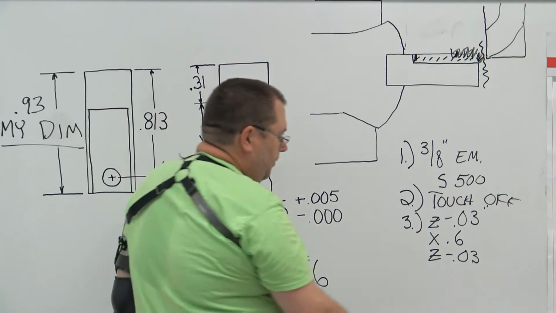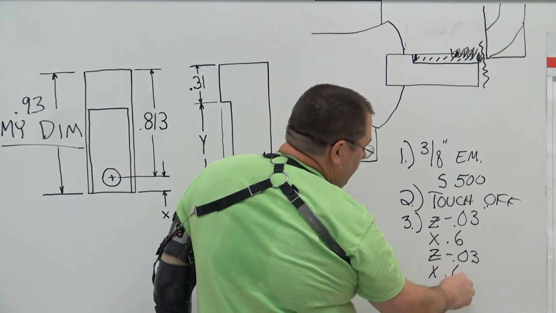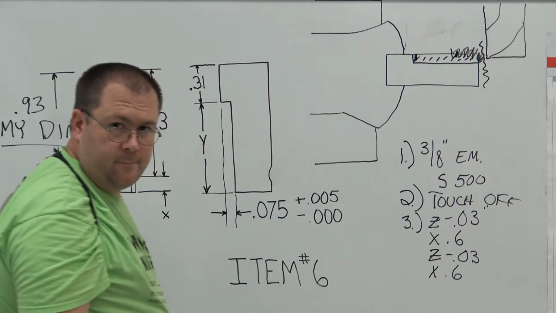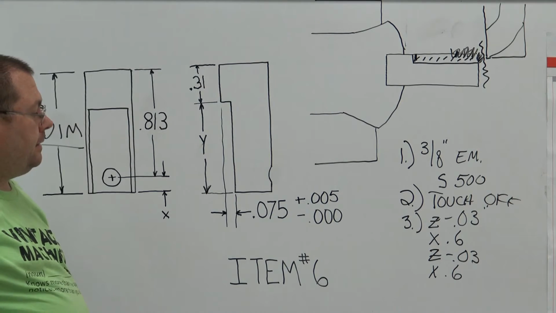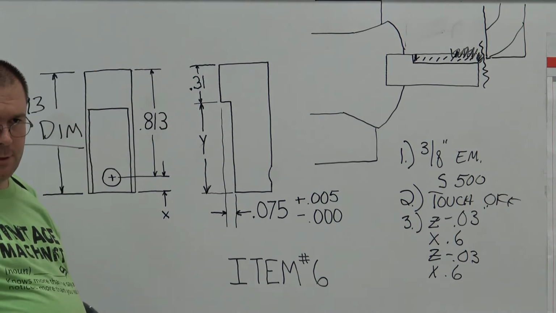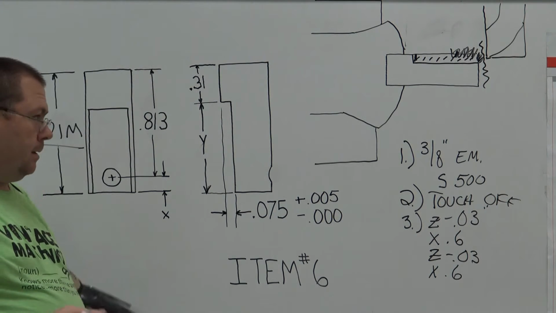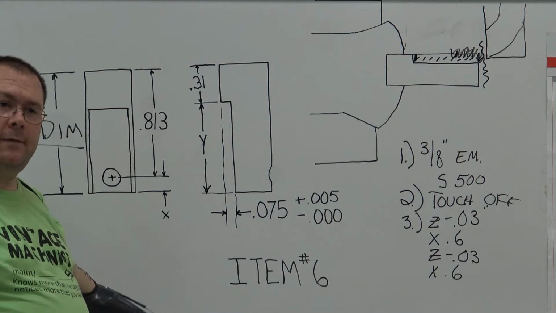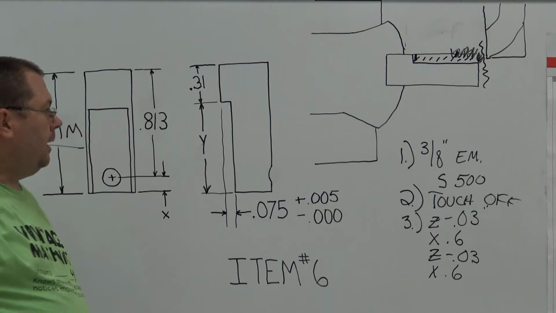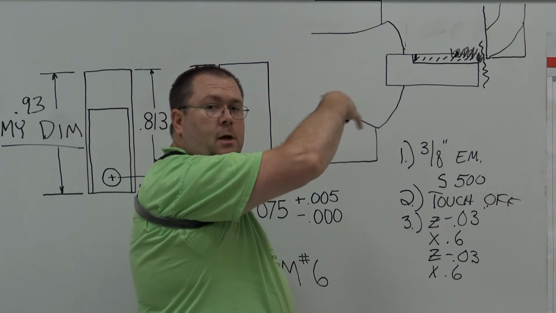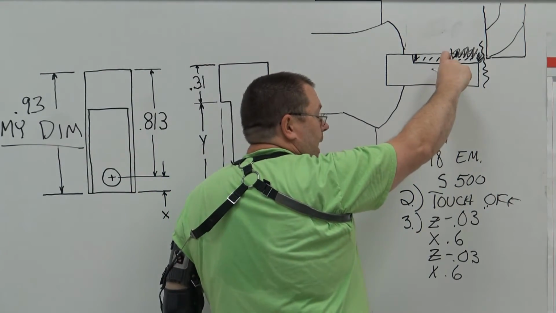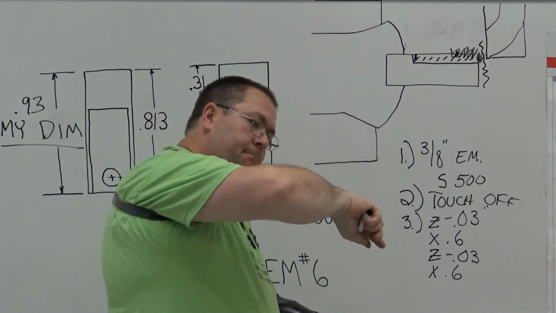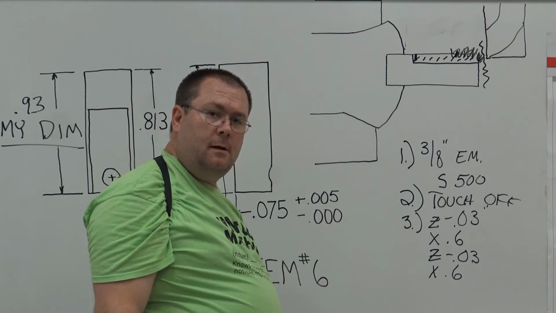What's our next step? X 0.6. I've got most of the material gone, okay? At this point, I'm going to stop the spindle. I'm going to back the end mill far enough away that I have some room to work. And I'm going to blow all the chips off, make sure I don't have any chips in there. I'm going to take my calipers the best I can, and I'm going to measure that thickness.